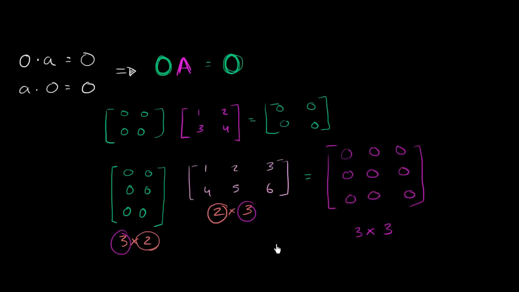And it makes sense. You could go through the math, but every time you're multiplying, say, this row by this column to get that entry, you just have 0 times 1 plus 0 times 4 to get that 0 there. But the whole point of showing you this example is we have one 0 matrix being multiplied by this matrix right over here, and then we get another 0 matrix, but it has different dimensions.